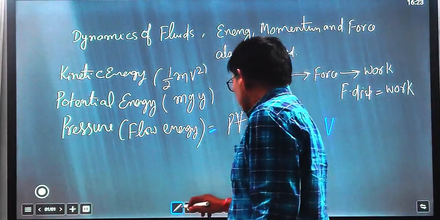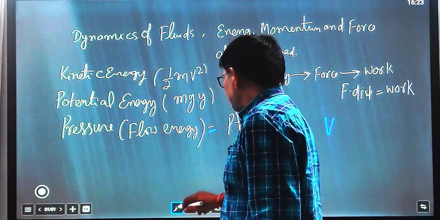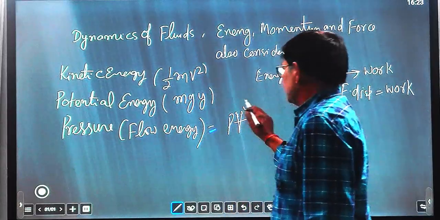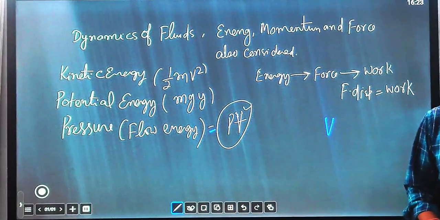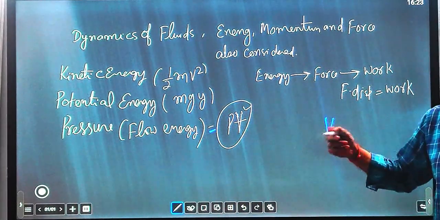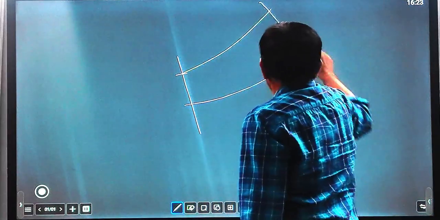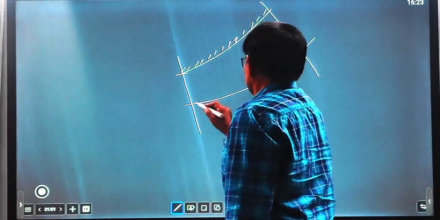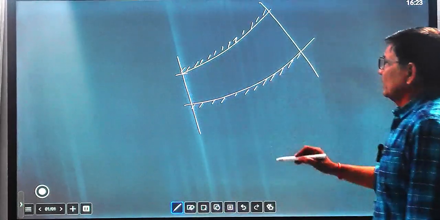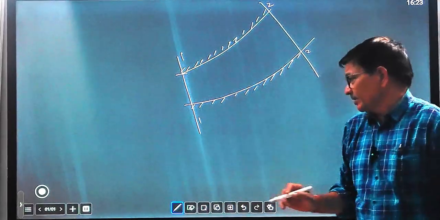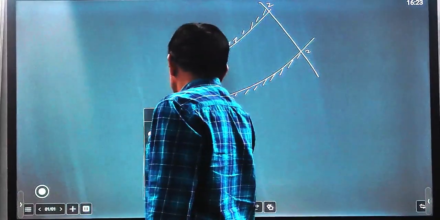First we define what flow energy is. Let us start defining flow energy, because there is a lot of confusion in the mind about what flow energy is, pressure into volume, and how it comes. So this is any cross section. Any cross section you are taking here, some flow channel, 1-1 and 2-2. Let us define what a control surface and control volume are.